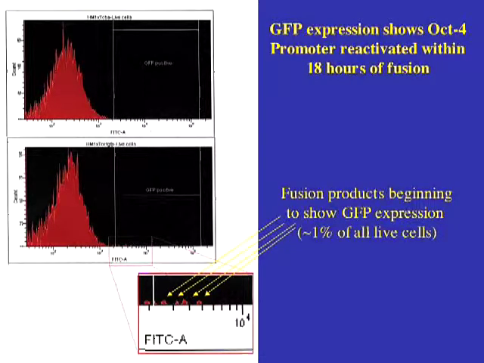So this is just some preliminary data where we're showing that the first evidence of reprogramming is occurring as soon as 18 hours after fusion. Now you can actually see the protein GFP fluorescing here in small numbers. So when you fuse an ES cell to a somatic cell, reprogramming actually happens surprisingly quickly.